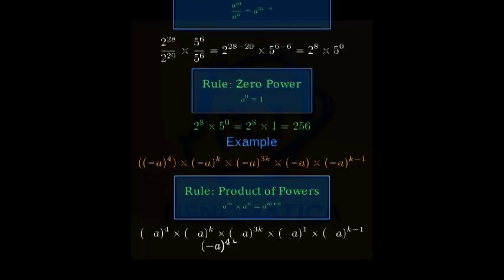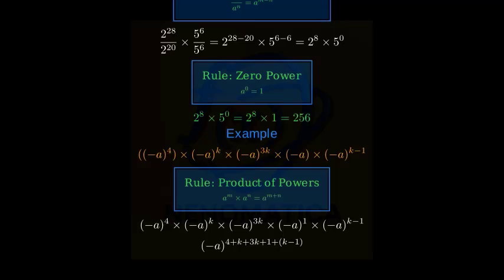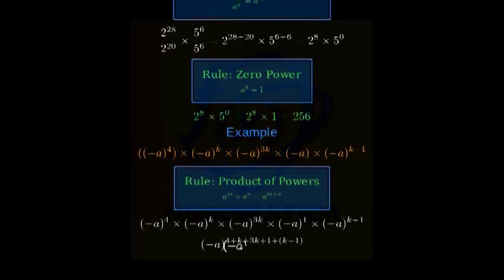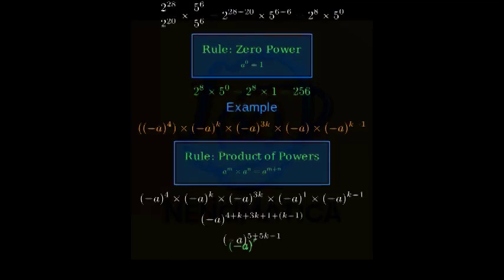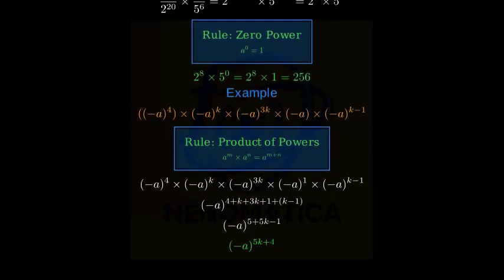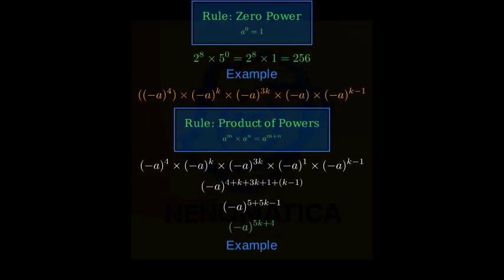So we have negative a to the power of 4 plus k plus 3k plus 1 plus k minus 1. Let's combine like terms in the exponent. We have 4 plus 1, which is 5, and k plus 3k plus k minus 1, which is 5k minus 1. Simplifying further, 5 plus negative 1 is 4, so we get negative a to the power of 5k plus 4. Let's move on to our final example.